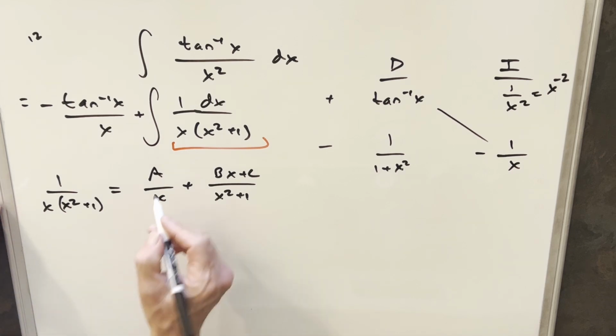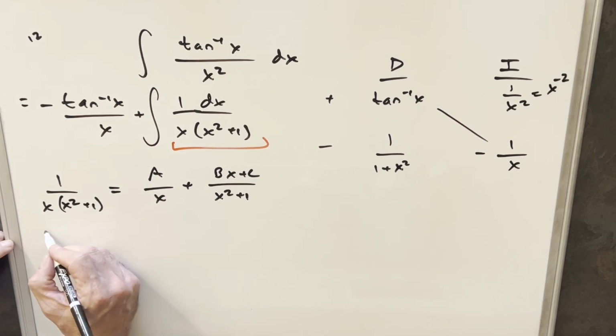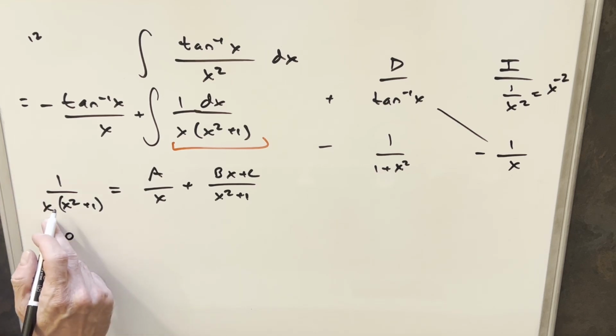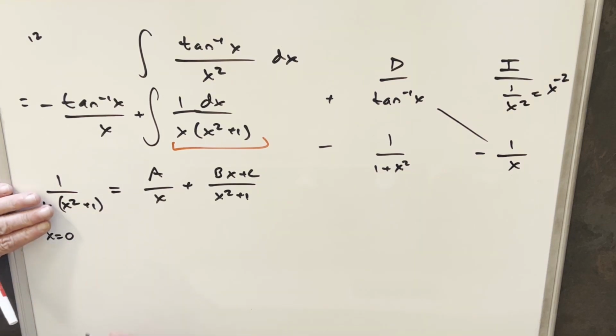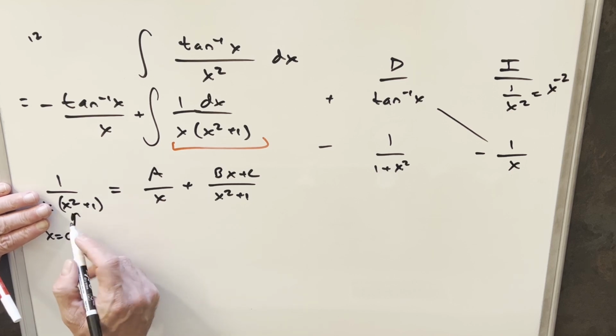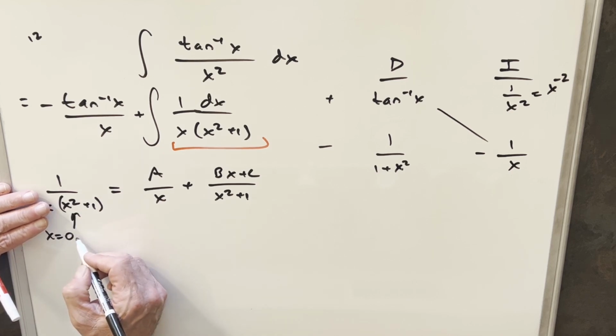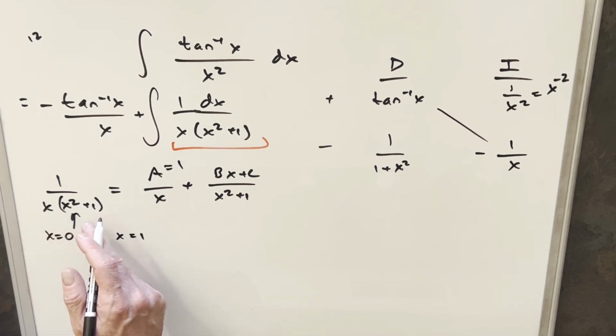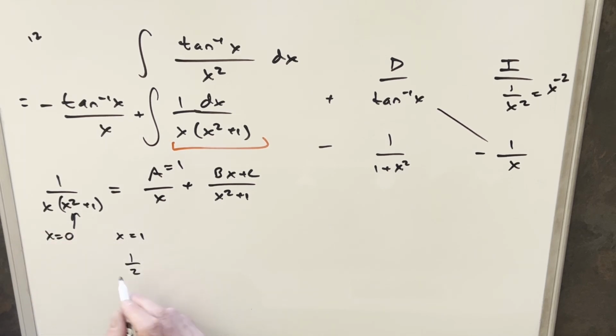Now I can use the cover-up method for my a term. What I can do is we can set our x equal to 0. Now we need to cover up this x, because if we plug a 0 in here, we're dividing by 0. If we cover it up and we plug a 0 in here, that's just going to give me 1 over 1. So we're going to have 1 over 1 here, just 1, so my a value is going to be 1. And now for my b and c value, I can use some other values here. Like I can try x equals 1 here. If I plug 1 in here, that's going to give me a half on the left side.